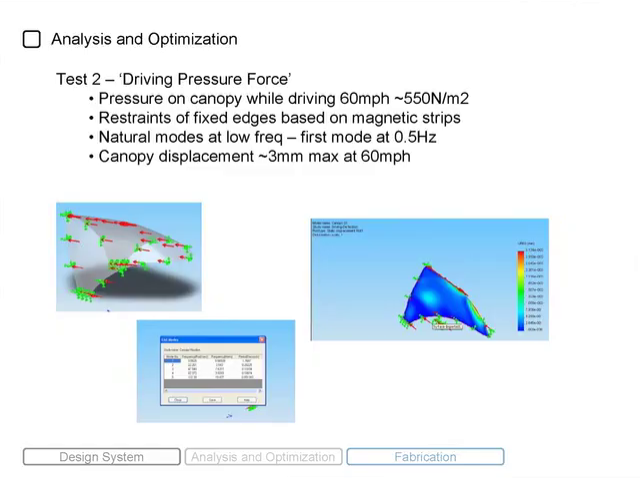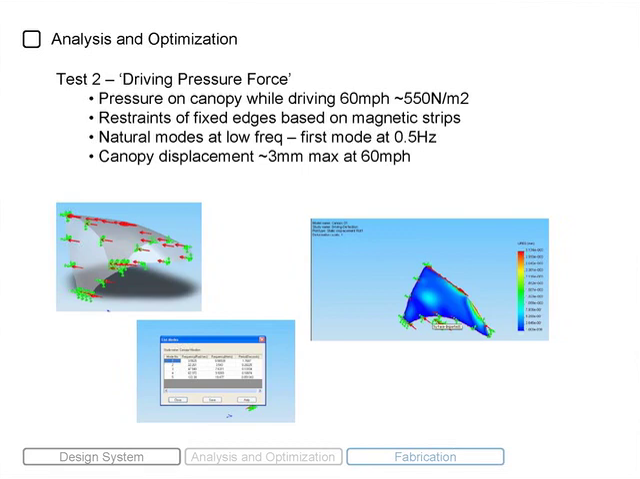This is the driving pressure force. Theoretically, the HPP can go up to 60 miles an hour. No one's ever driven it that fast, as far as I know. But we wanted to see what pressure distribution would be on the canopy at this speed, just to see how strong it can be. We were experimenting with different thicknesses, and we ended up with something about a 16th of an inch, between a 16th and an eighth.